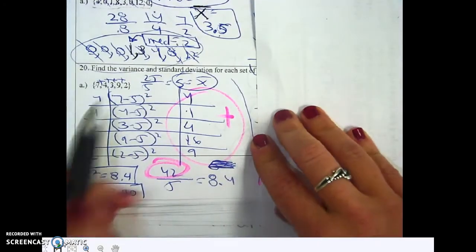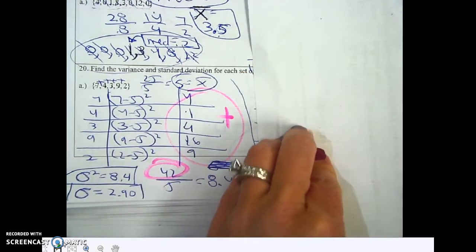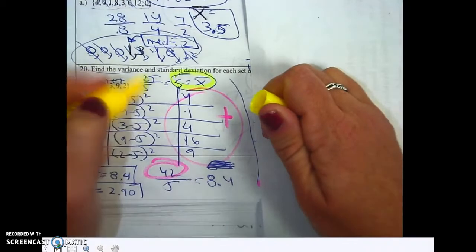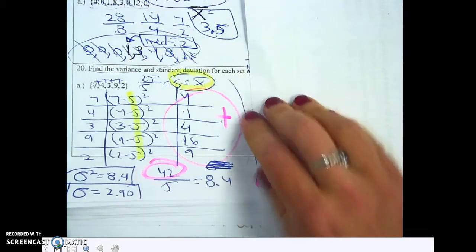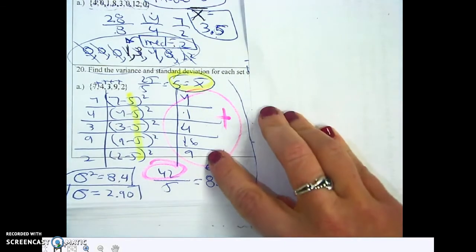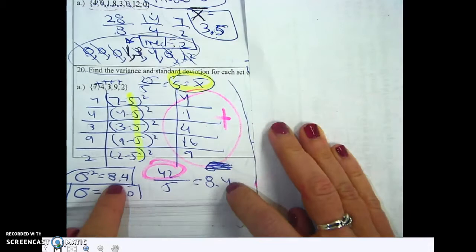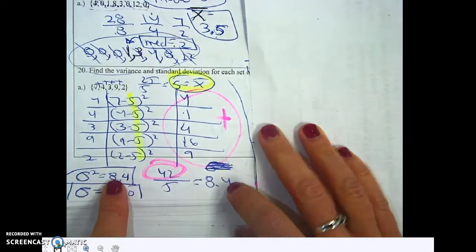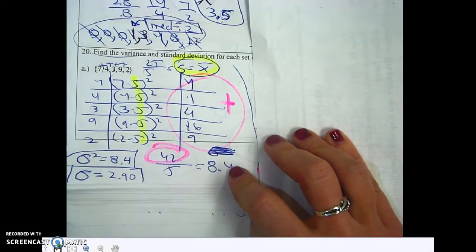So the first thing I had to do was find the mean. Then if you look, let's see if I can get the highlighter. I took that mean and I subtracted from each of the numbers and then squared it. Once I squared it, I added all these numbers to get me 42. There were 5 numbers, so the variance is 8.4. Then I square rooted 8.4 and I got 2.90, rounded to the nearest hundredth.